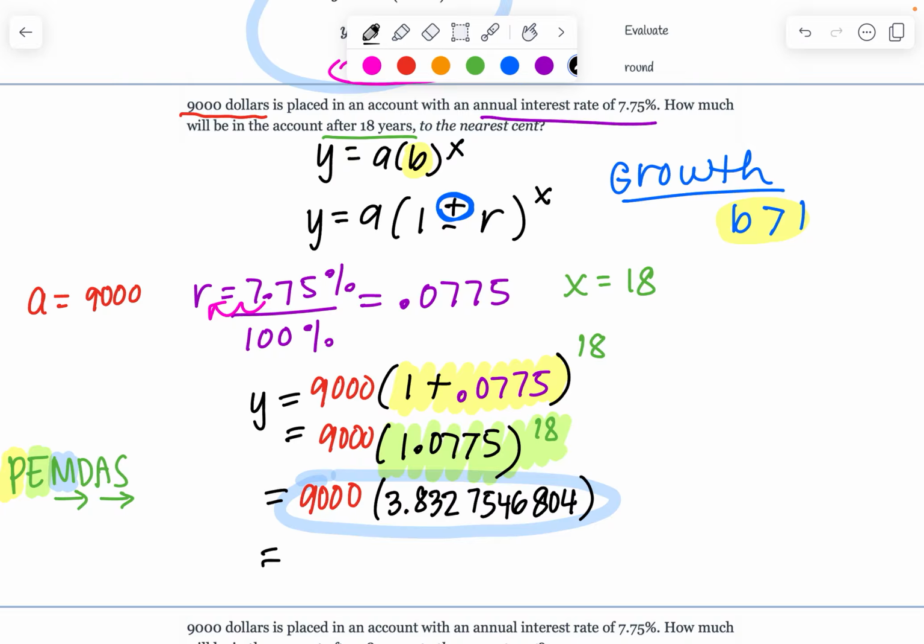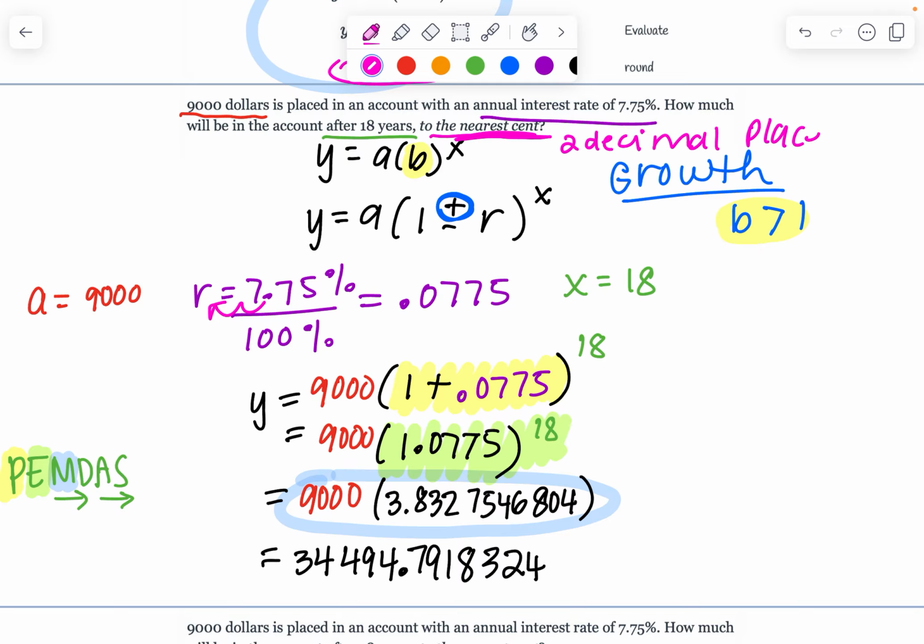So I'll take that amount and I'm going to multiply it by 9,000. Oops. And I end up with 34,494.7918324. Again, this is telling you exactly how far to round, so you're going to need to be very careful and read every single problem. It wants you to do it to the nearest cent. So for that, that's 2 decimal places, because money has 2 decimal places.